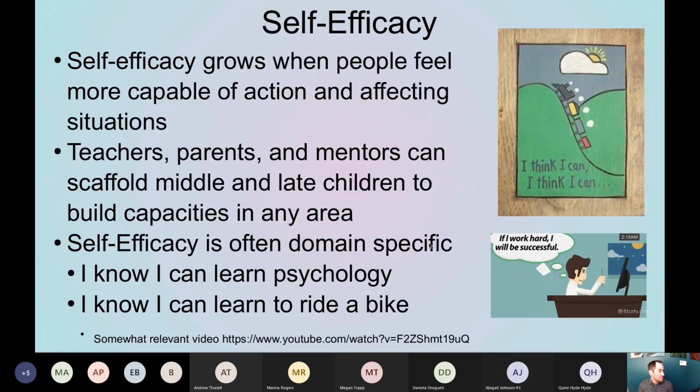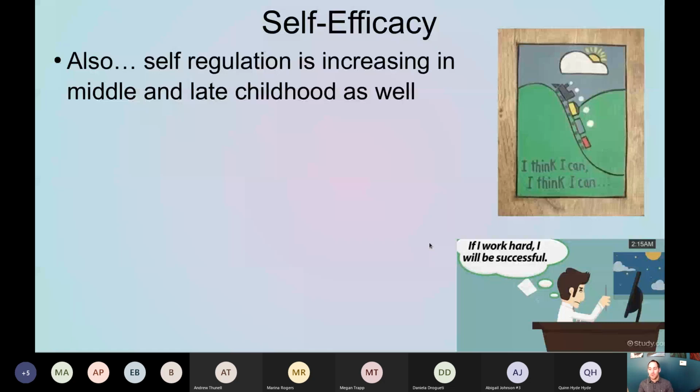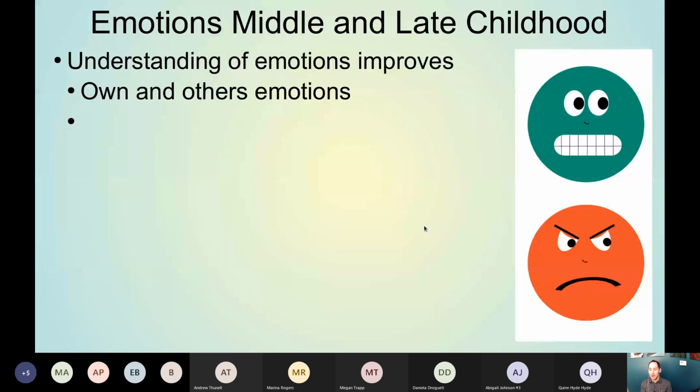So with this, self-regulation is also increasing in middle and late childhood. That can help as well with self-efficacy, with managing disappointment, for example, being more resilient, that kind of thing. So let's jump to some emotions.